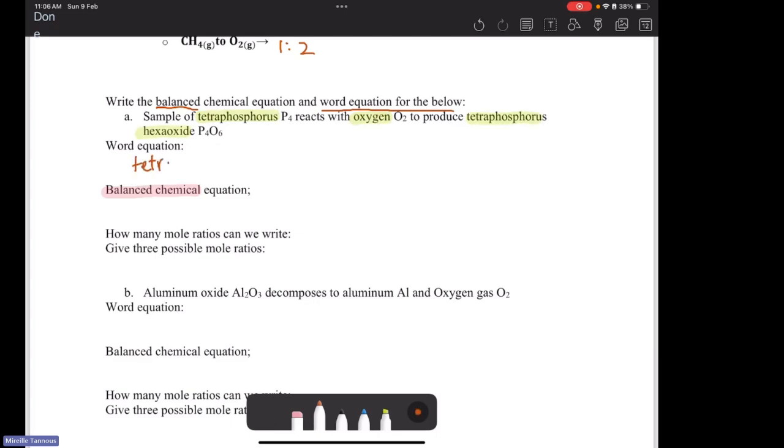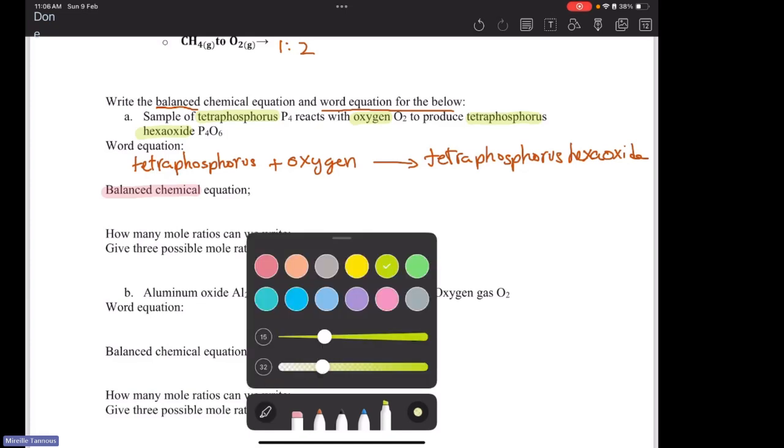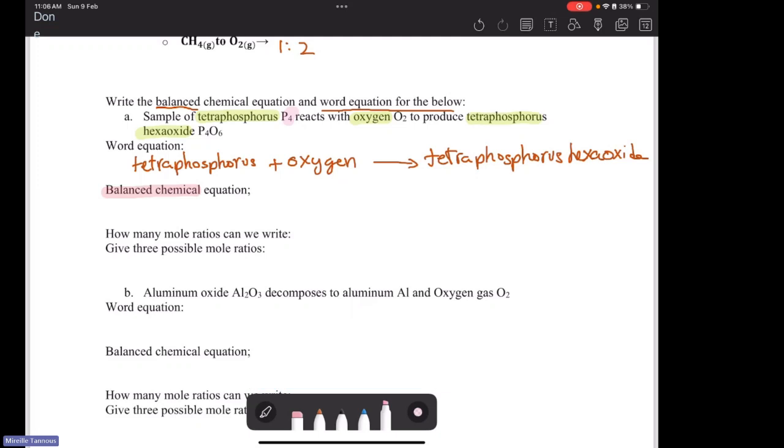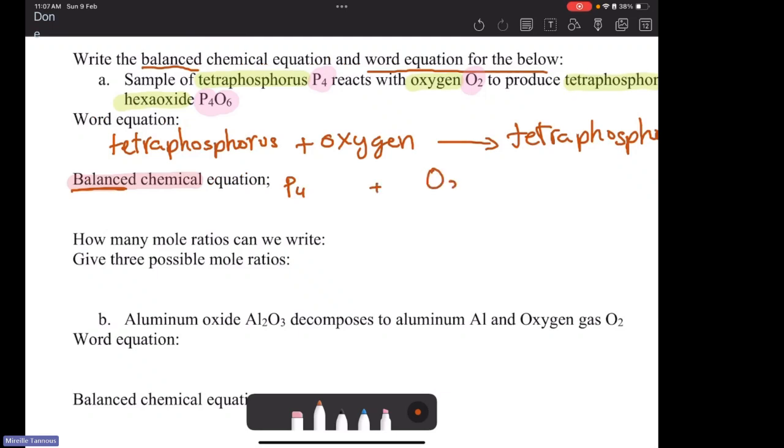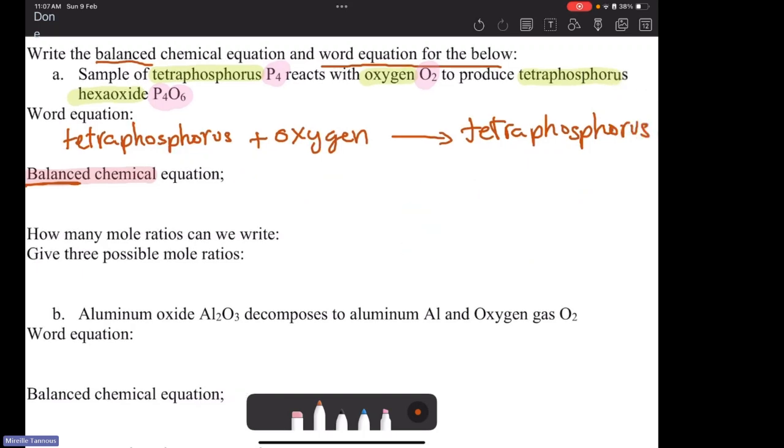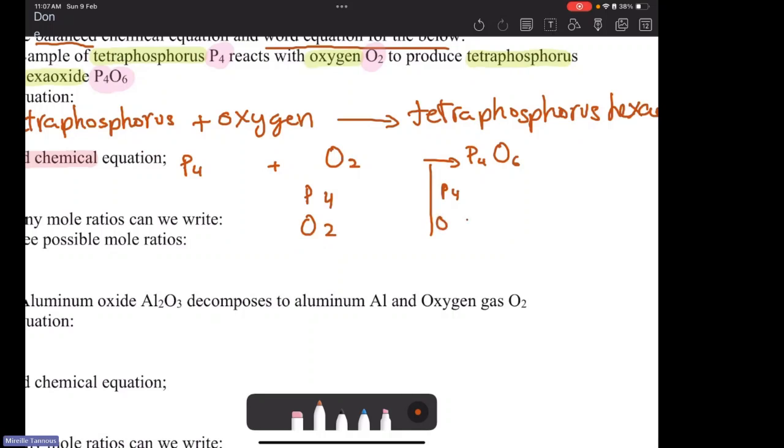So, tetraphosphorus reacts with oxygen to produce tetraphosphorus hexaoxide. That's the word equation. Now, for the chemical equation, I have P4 reacting with oxygen to produce P4O6, and it has to be balanced. So P4 plus O2 gives P4O6. Now let's count. I have 4P and 2O. I have 4P and 6O. All I need to do is multiply this by 3, and I'll get a balanced equation.